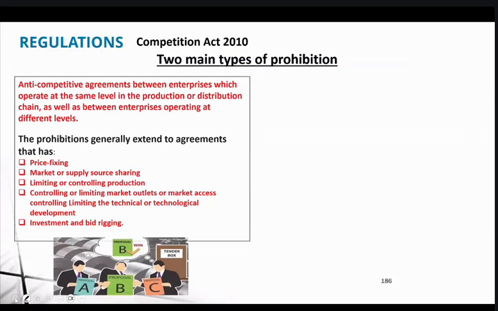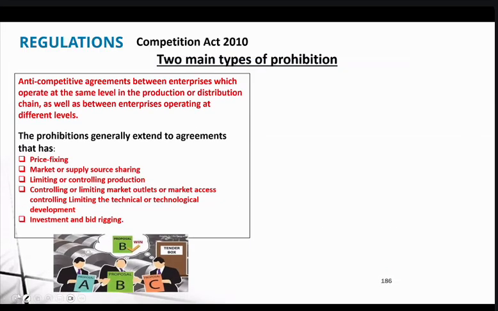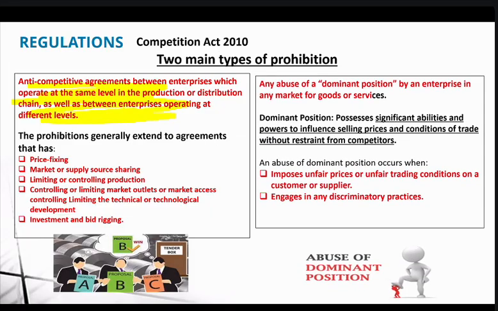FIs are not exempted. So the one you saw with the Leong Hub and PBB example is the anti-competitive agreement issues here, where they were trying to fix the price. And the other one here was abuse of dominant position by an enterprise in any market for goods or service.